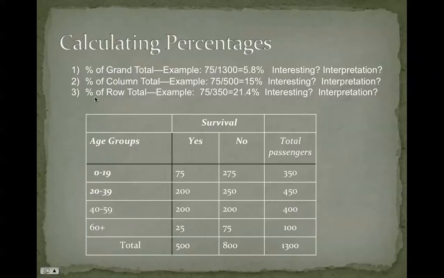And then the percent of the row total is simply the 75 divided by 350. And this is the row total. Again, it's a marginal here. This is marginal totaling across these two columns, 350. So it's 75 divided by the row total, which is 350.